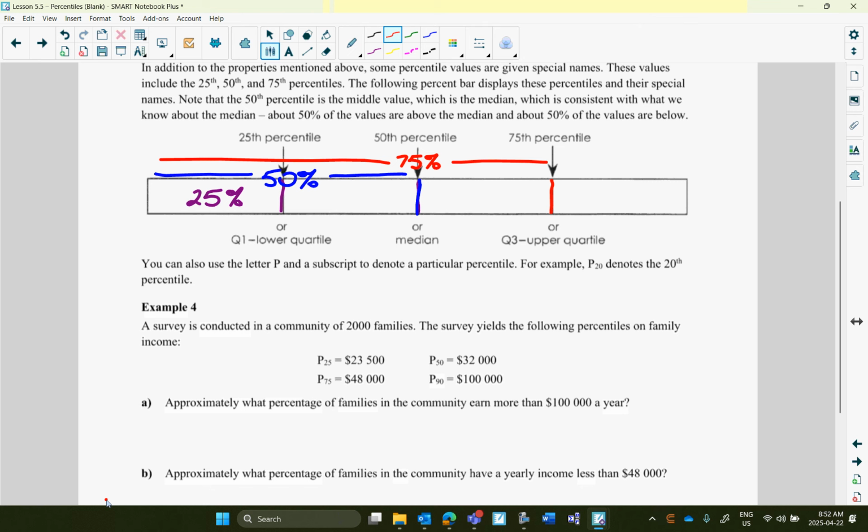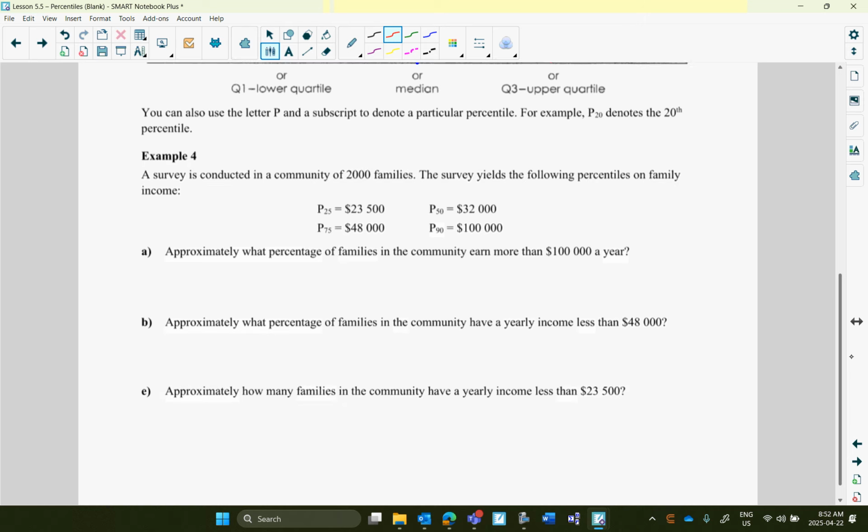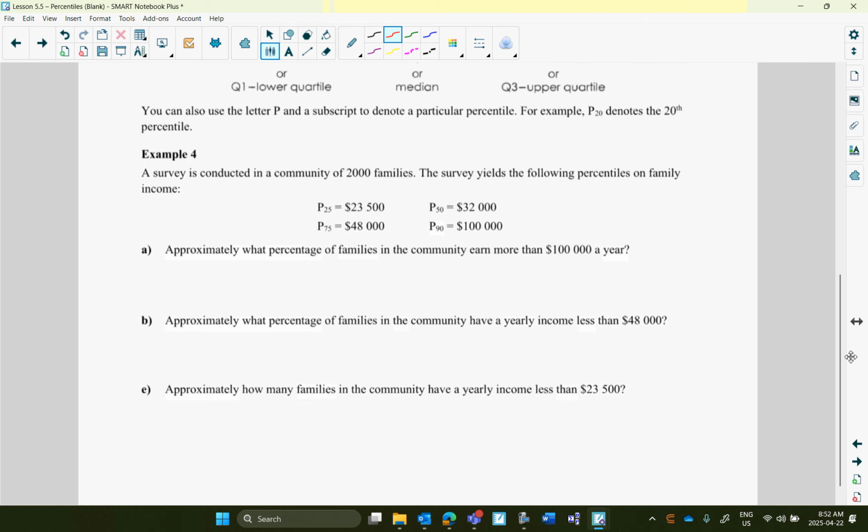And you can use notation for percentiles: a capital P and then a subscript with the number of the percentile. So in those previous ones, when we found the 11th percentile, that would be P11.